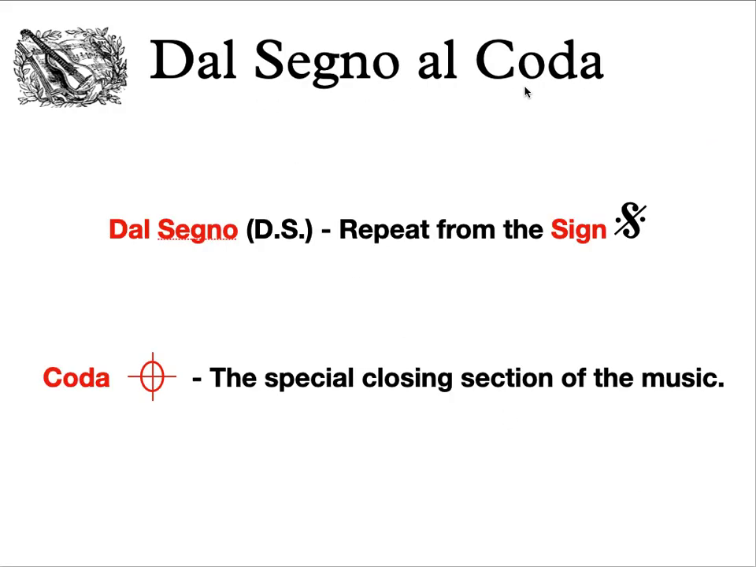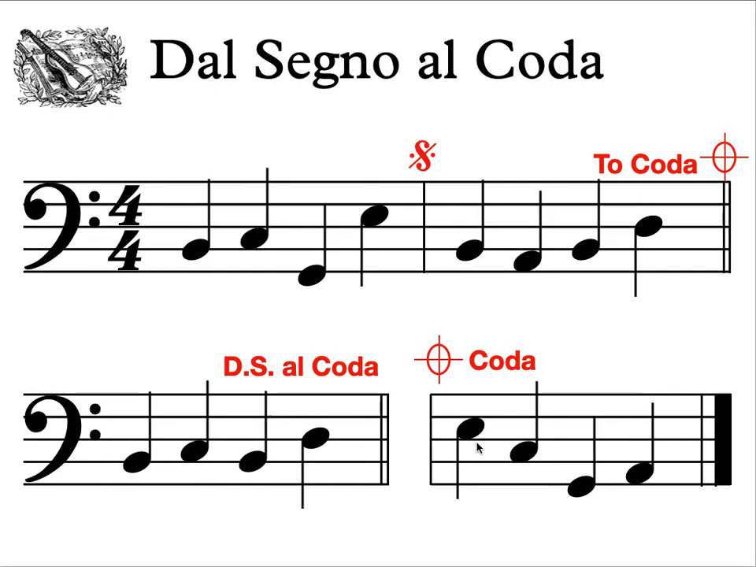Okay, dal segno al coda. So we're looking for the sign and then to the coda. So here's our sign, to coda, DS al coda, and coda. DS goes to the sign, not the beginning, to the coda sign, and then jump down to there. So here's the music. To the sign, then jump to the coda. Okay, that's dal segno al coda.